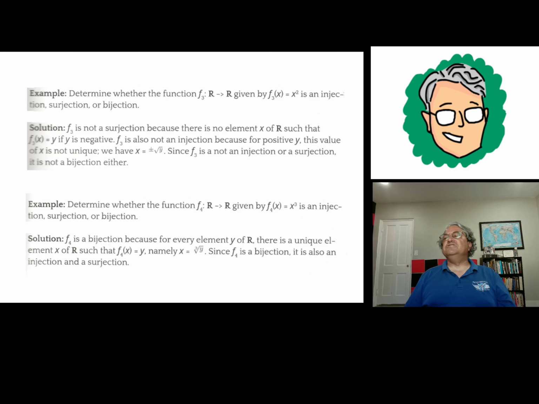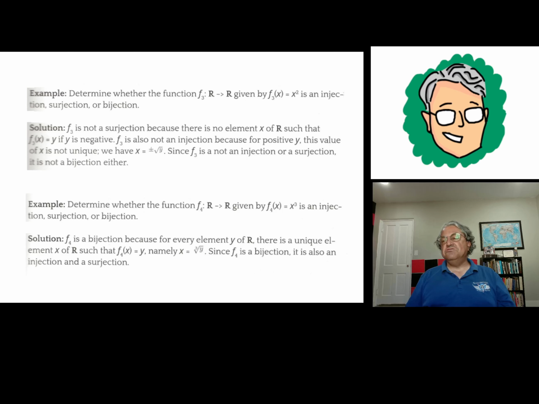Now for the third example, we have a function from the real numbers to itself, but now our function is squaring. So f3 of x equals x squared. Well, let's go through the whole thing again.